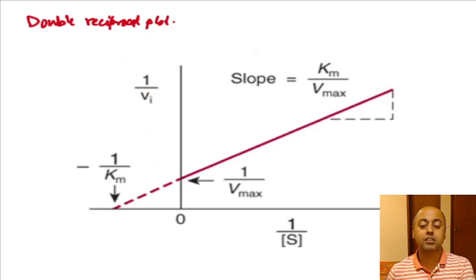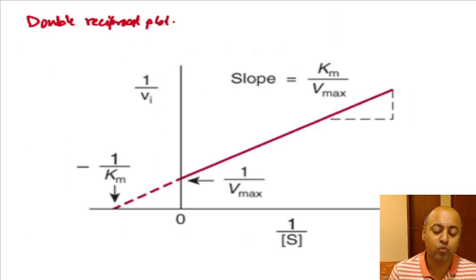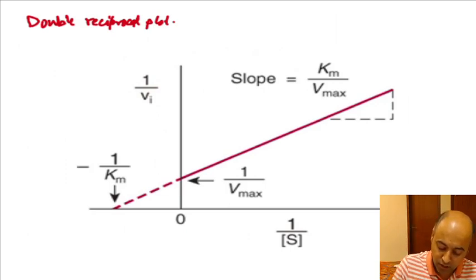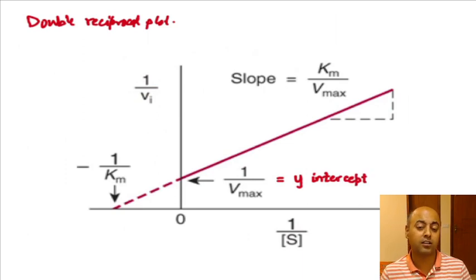Okay, let's see this double reciprocal plot, also known as the Lineweaver-Burk plot. So you see here we have to make note of a few things. Number one, where the graph is crossing the y-axis. The graph is not passing through zero. There is a point on the y-axis where it is crossing. We call it the y-intercept. The value is 1 upon Vmax.